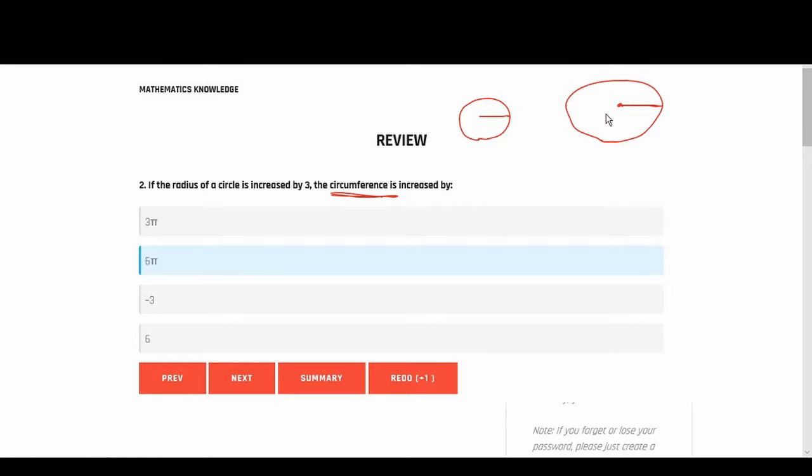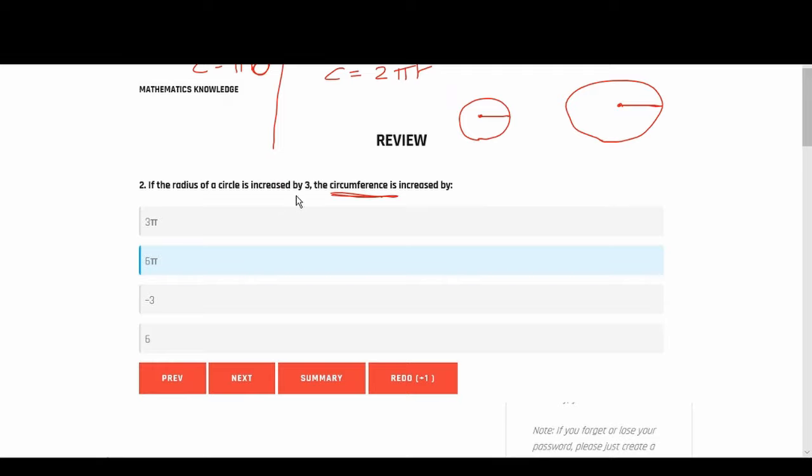So right away, I know that I'm going to need to jot down the formula for circumference, and that's circumference equals 2 times pi times r. Okay. The other formula for circumference is pi times diameter. If I was given the diameter, I would use this formula, but since they gave us the radius, I'm going to use this formula.